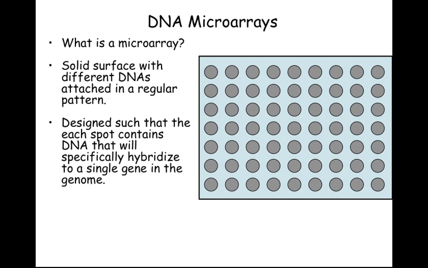So what's a microarray? A microarray is basically a solid surface, usually glass these days, that has different DNA molecules laid down in a very regular pattern. For expression arrays, looking at RNA levels, every one of these spots would contain a single-stranded piece of DNA that's complementary to one of the genes in the genome. So gene 1, gene 2, gene 3, gene 4, gene 5, the whole way through all 25,000 genes in the genome, so that every one of these spots will contain a DNA that will specifically hybridize to one of those 25,000 genes.